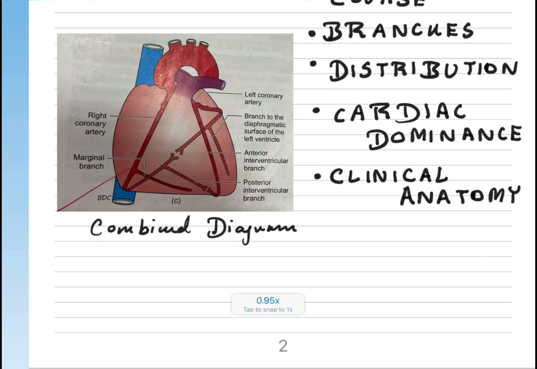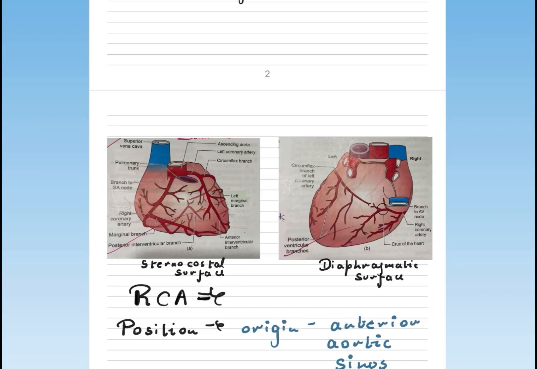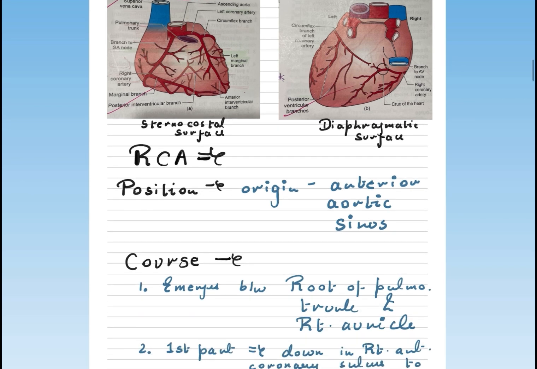So this is the combined diagram which shows the right coronary artery and the left coronary artery and a few of its branches on both the sternocostal surface, that is the anterior surface, and this is the posterior surface showing the diaphragmatic surface. So first we will be studying about the right coronary artery. So the first heading was position. So in position there is origin, that is it originates from the anterior aortic sinus. Whereas the left coronary artery, we will be studying that it originates from the posterior aortic sinus.